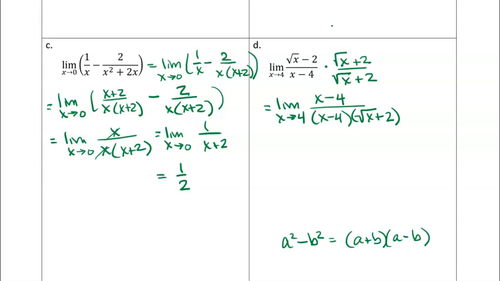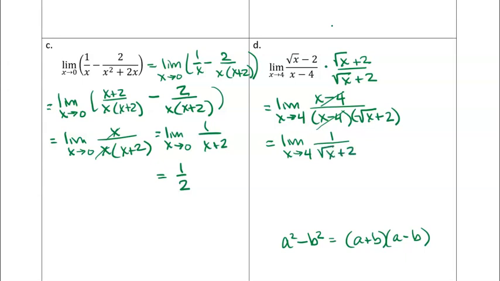Everywhere but 4, when x equals 4, this doesn't exist. But everywhere else, as long as x is not 4, I can cancel those factors of x minus 4. We canceled everything in the numerator, so we're left with a 1, and then we have the square root of x plus 2.